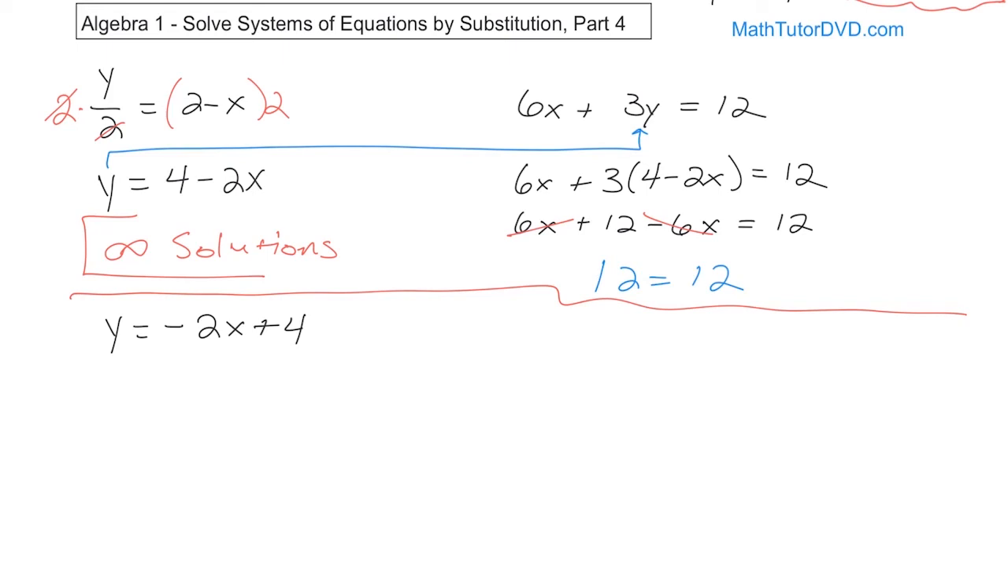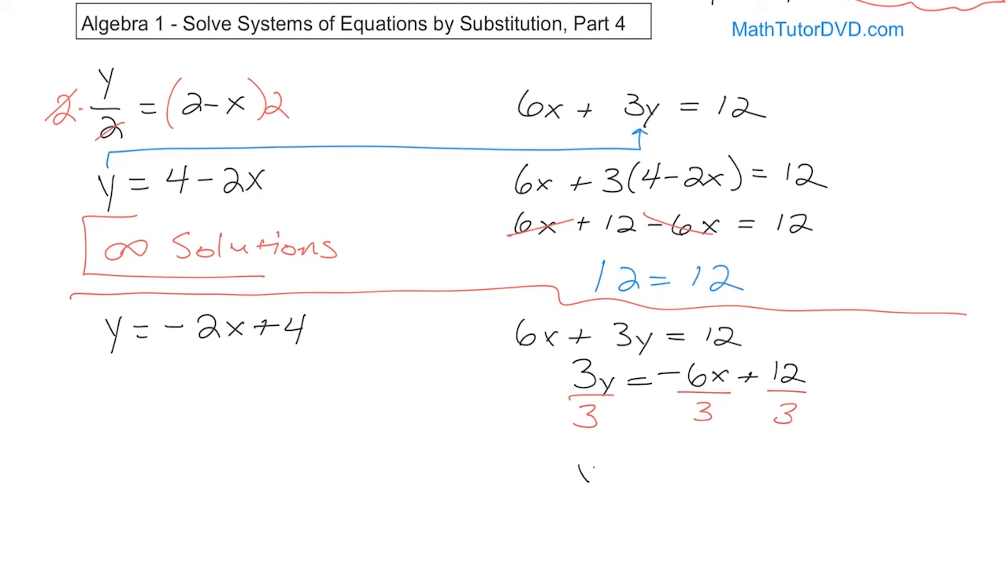Let's just write it again: 6x plus 3y is equal to 12. So let's take the 6x and move it over there by subtraction. So we'll get 3y is equal to negative 6x plus 12. And then I'm going to divide by 3. So I'll divide this term by 3 and this term by 3.